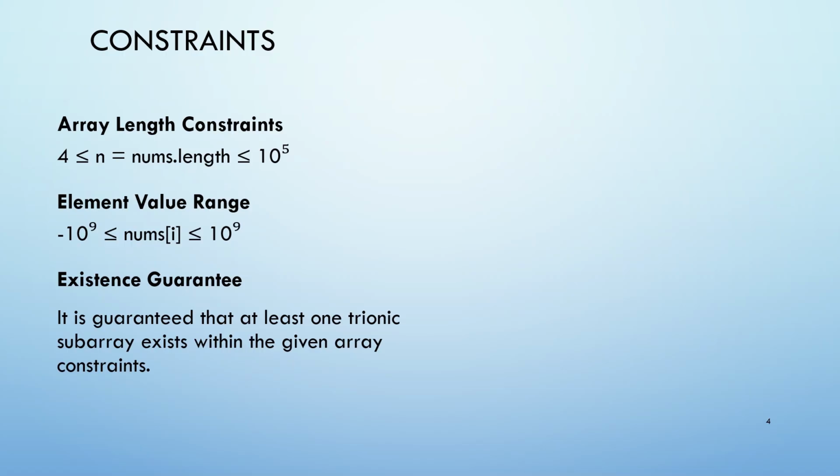But before that, let's first go through the constraints. The length of the array starts from 4 and it can be as large as 10 to the power 5. The element in the array can vary from minus 10 to the power 9 to plus 10 to the power 9. Also, it is guaranteed that at least one Trionic subarray exists.